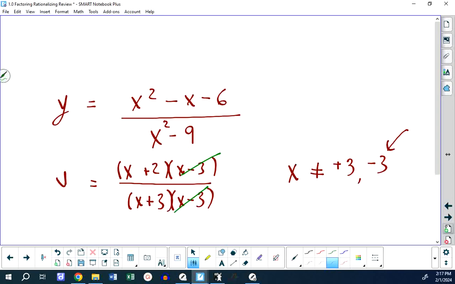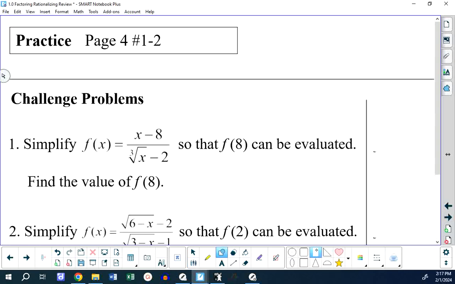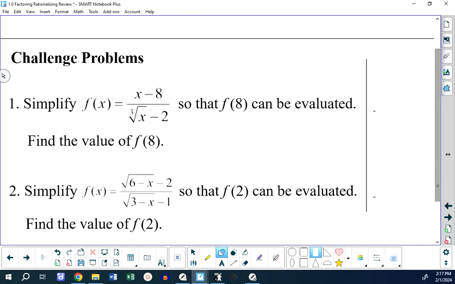Okay, so for that reason, I have the challenge problems I don't want you to do until you've worked on number 1 and 2. But I have 2 challenge problems, and in fact, I don't even want to give you the answers. The problem is this. You cannot put 8 in here. You cannot. Because if you put 8 in here, the cube root of 8 is 2, and 2 minus 2 is 0.